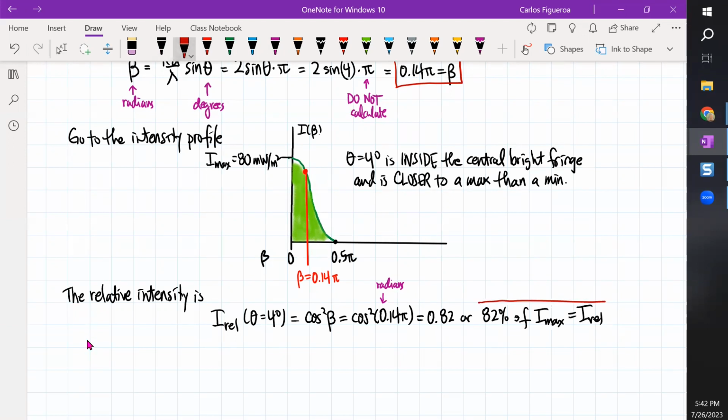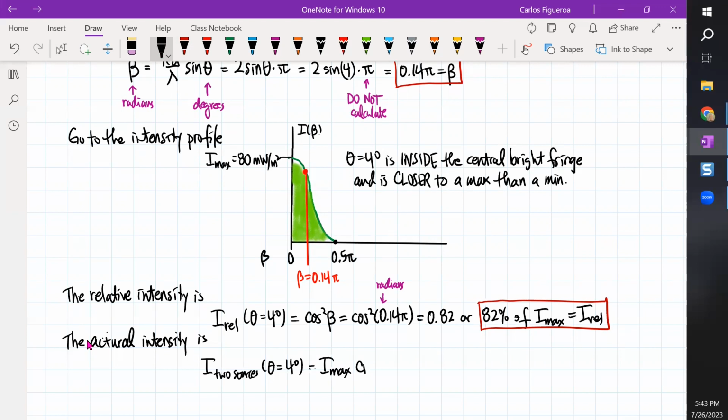Now, if we wanted to calculate this numerically, how would we do it? So the actual intensity of the two sources at theta equal to 4 degrees is I max cosine squared of beta. But we already know what that is. We should just put in the value 0.14 pi. So this has to be 80 milliwatts per meter squared times 0.82. And if you compute that number, you get 64 milliwatts per meter squared. And that's going to be the intensity at theta equal to 4 degrees.